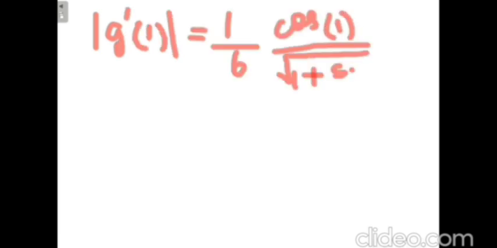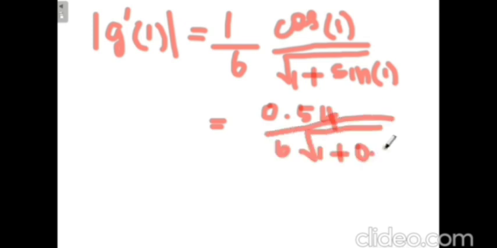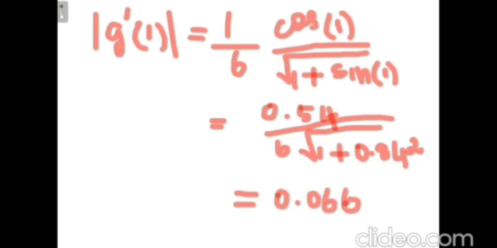Substituting, g dash of 1 equals 1 by 6 cos 1 by root of 1 plus sin 1. We have to use the scientific calculator: cos 1 value is 0.54, and sin 1 value is 0.842. After simplification, we arrive at a value of 0.066, which is again less than 1. So the convergence test is satisfied now.